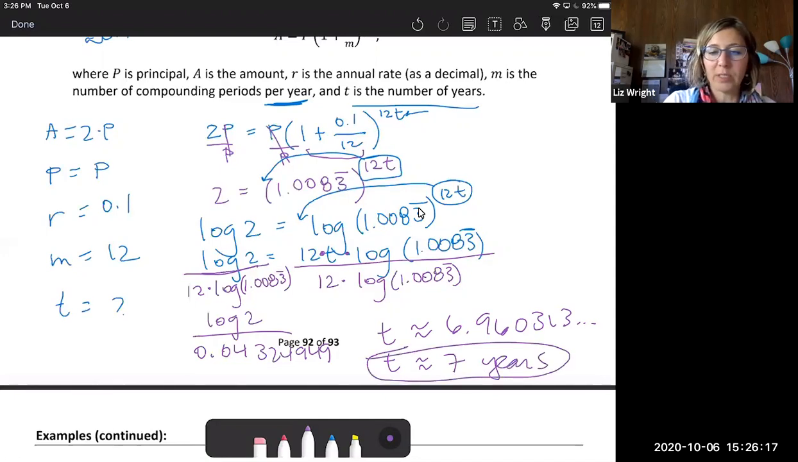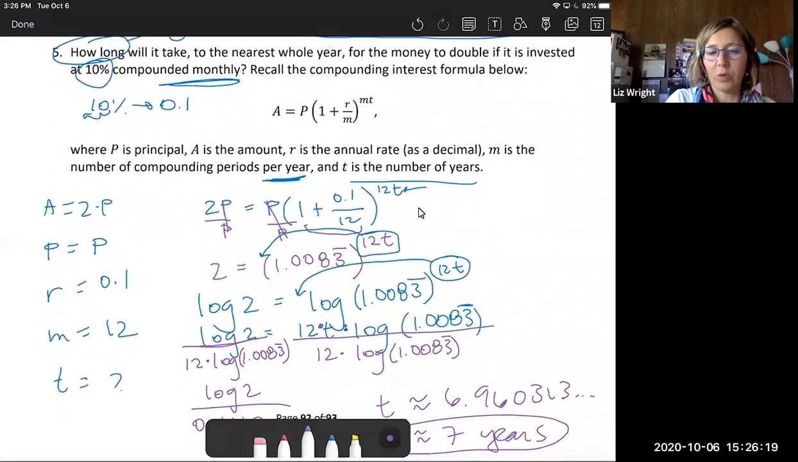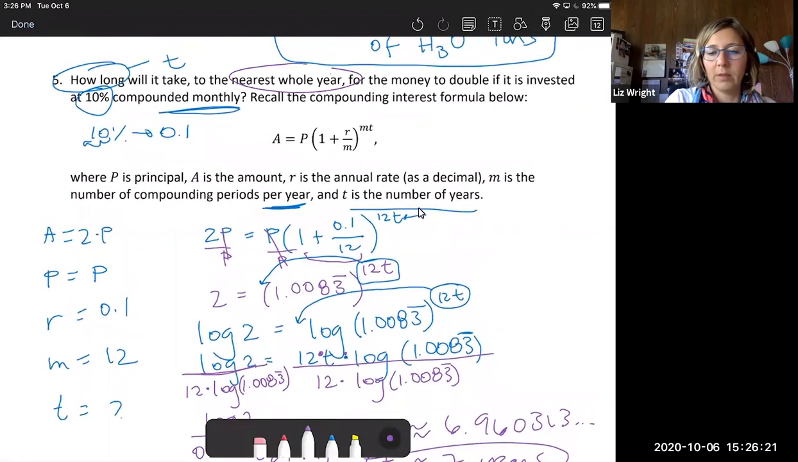And again, you were supposed to round to that. It says to the nearest whole year up here. So that's why I rounded to the nearest whole year, because it told us to. Let's try another one.